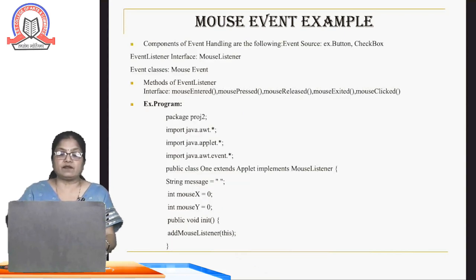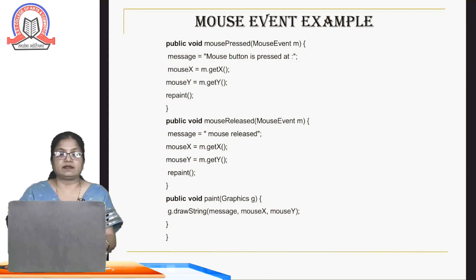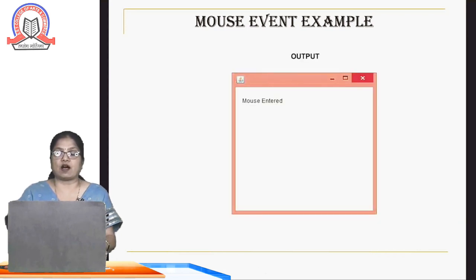First we have to import all the packages. Then we initialize the different variables like int mouseX equal to 0, int mouseY equal to 0. Then we write the init method, and then we write the different methods like mouseEntered method, mouseExited method, mouseClicked method, mousePressed method, mouseReleased method. So in this way we can create a mouse event example. This is the output, you can see.